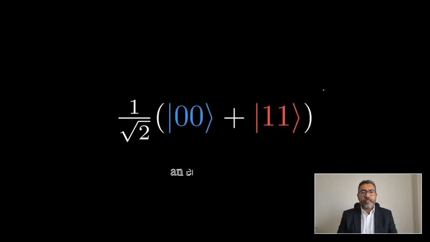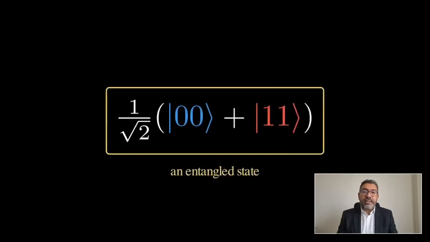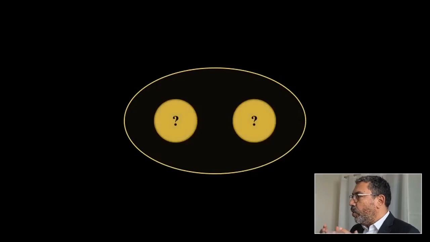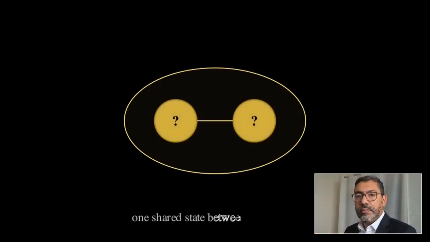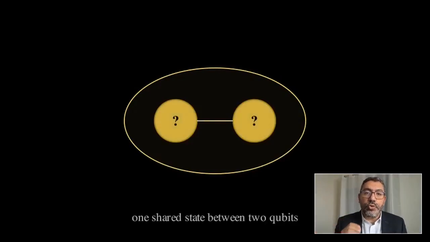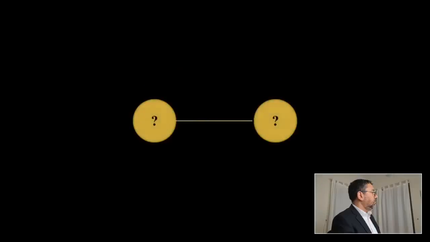But here is something important. Not every multi-qubit state can be separated into individual qubits. For example, this state is entangled. It is not simply one qubit times another qubit. It is one shared state between two qubits. This is the mathematical version of the linked coins from our earlier lesson.